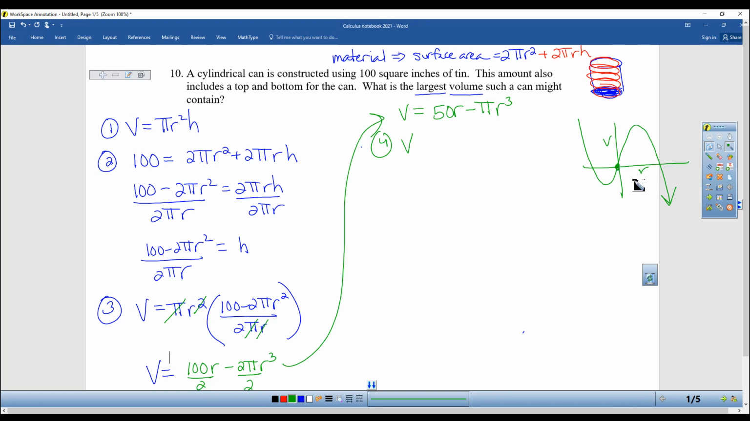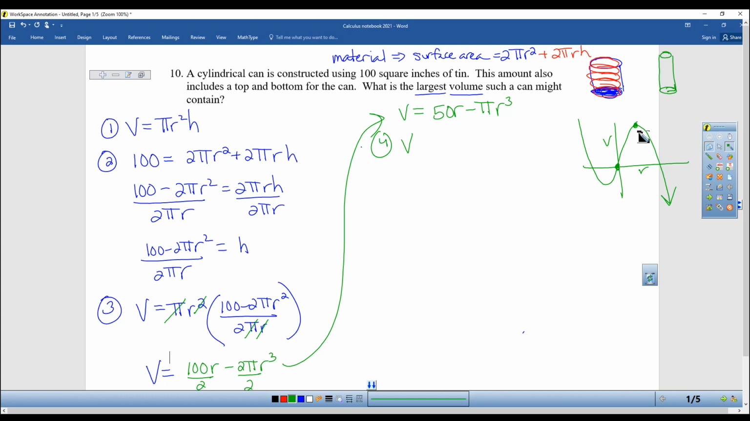Obviously a 0 r creates a 0 volume. But if you made r just 1 and made this really tall, you would get a volume, but it wouldn't be as good as whatever r this is. So we're trying to figure out what r creates this volume right here, this maximum.